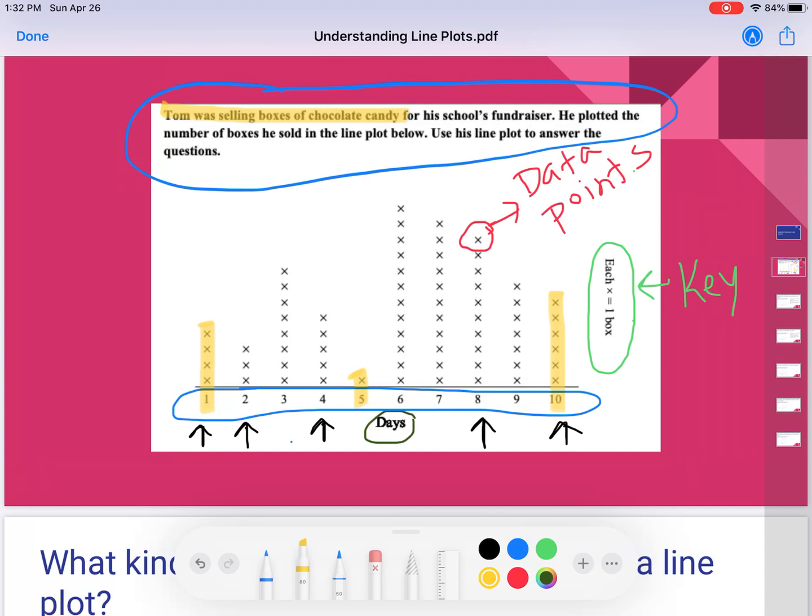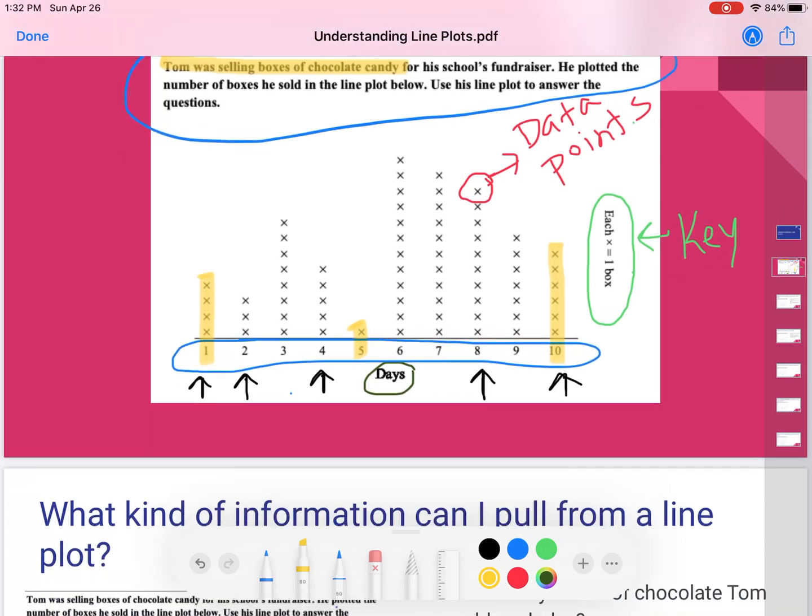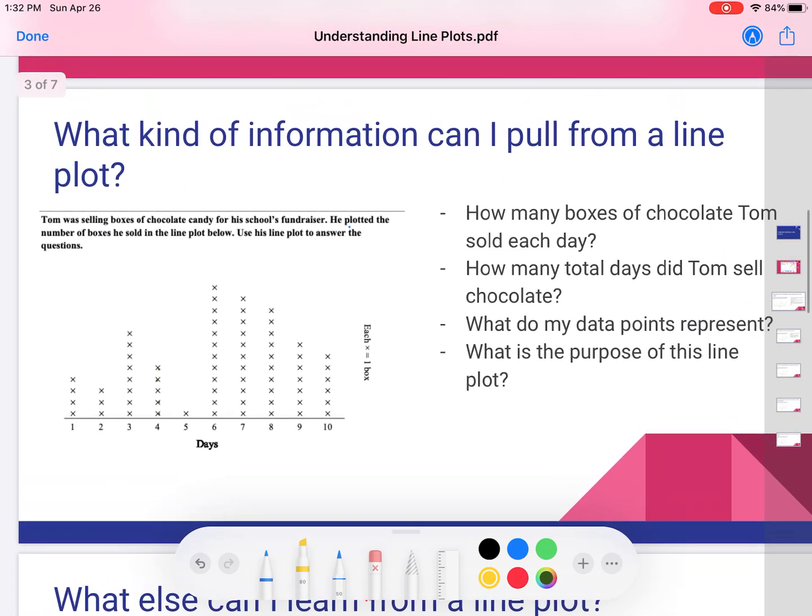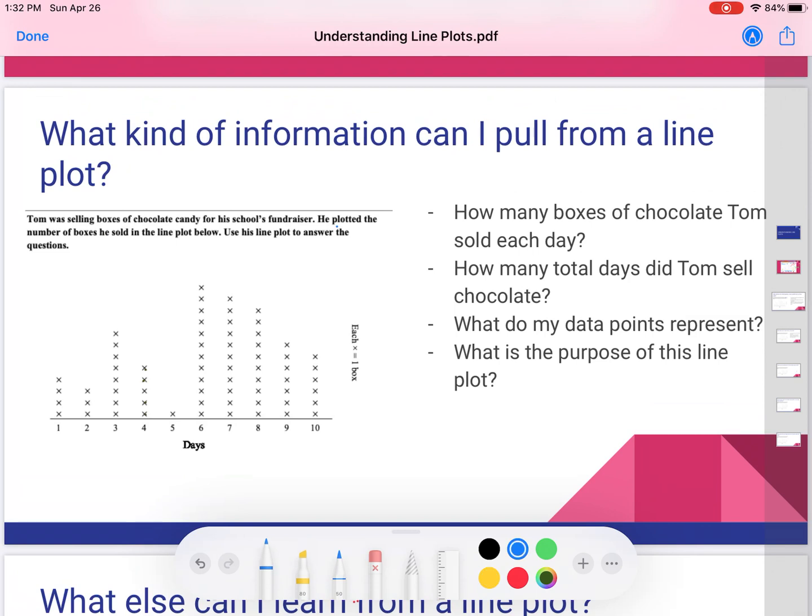Now let's look at some other types of questions we might get when working with line plots. So some of the questions we get when working with line plots will be more simple. They will only take one step and you might be able to answer it just by looking at the line plot. So for example, some of those questions include how many boxes of chocolate Tom sold each day. Just like we did on the previous slide, and we asked how many boxes were sold on day 10, and you said 6, right? That was a simple question where all you had to do was look at day 10 and count the data points.